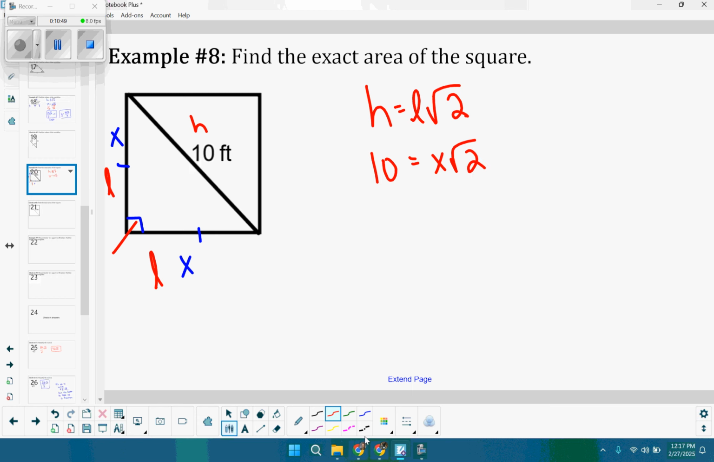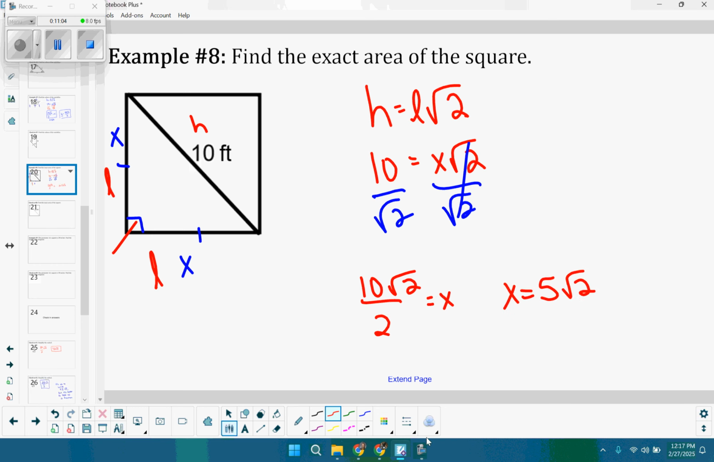We've already seen these numbers happen once before. Divide by the square root of 2 on both sides. So 10 over 2, bring up the square root. So this is really going to be 5 root 2. So the length and the width of my square are both 5 root 2. And since area is found by multiplying those, we're going to do 5 root 2 times 5 root 2.